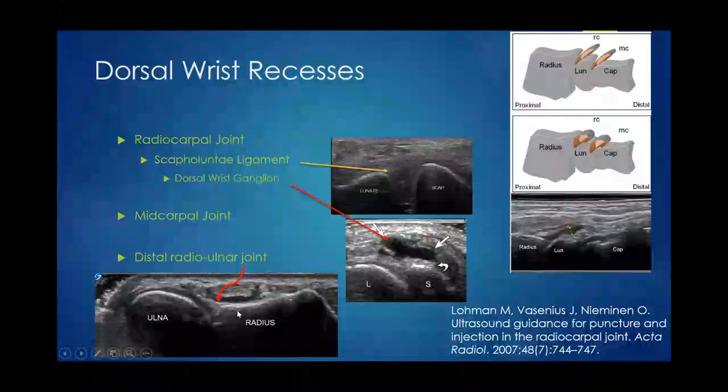The distal radial ulnar joint, pictured here in the bottom left, is best imaged with the transducer axial to the wrist or forearm. Here you see the ulna and the radius with the dorsal aspect of the recess here.